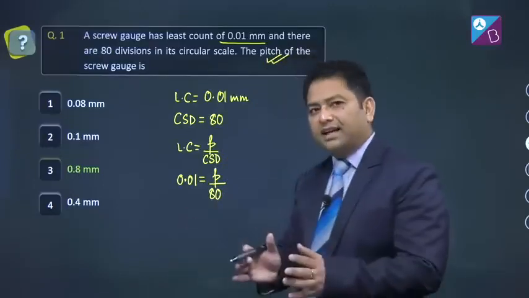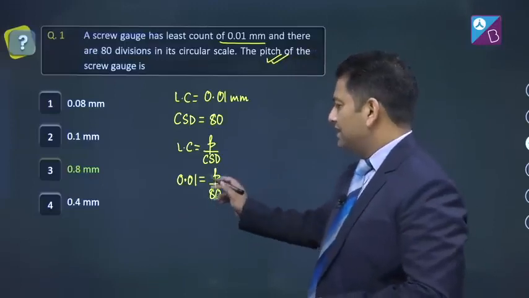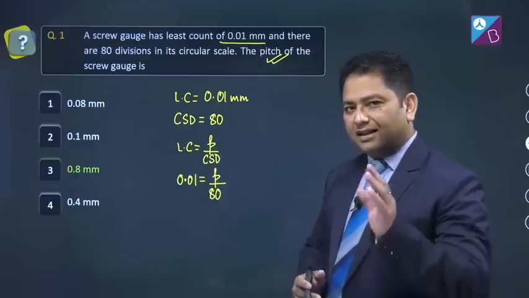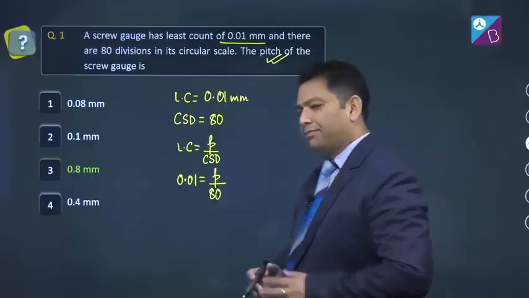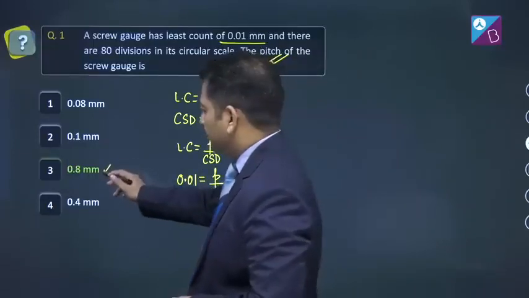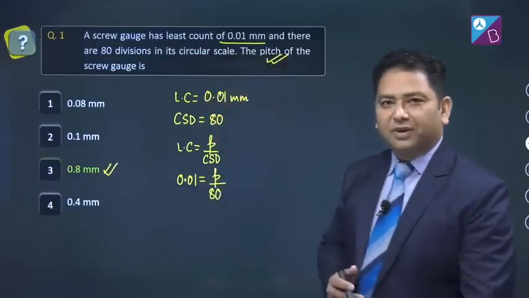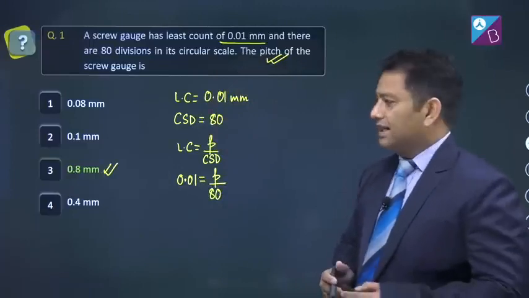बस अब आपको क्या करना है. You got to multiply 80 with 0.01 and that will give you the value of pitch, जो कि option number 3, that is the correct one. Let's go to the second question.